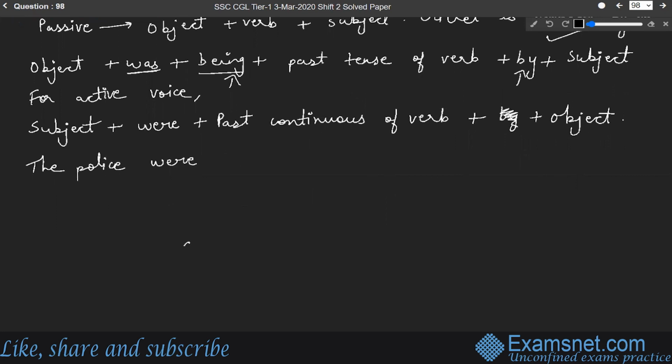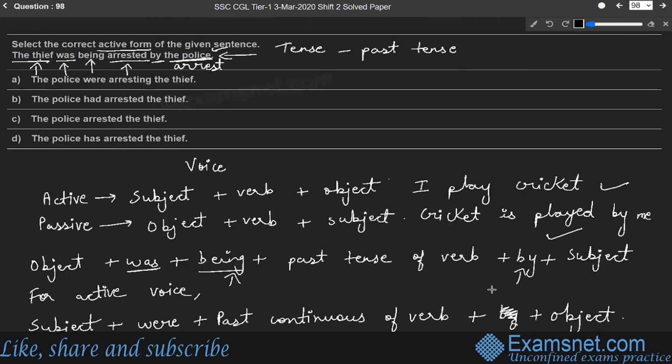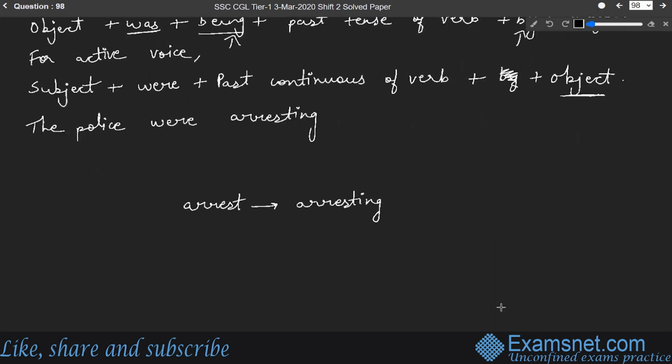Then the past continuous of the verb. What is the verb we have here? We have the verb arrest. What is the past continuous of this verb? It is arresting. We know that past continuous means the ing form of the verb. So arresting. Now comes the object. What is the object? The object is the thief. So the thief.